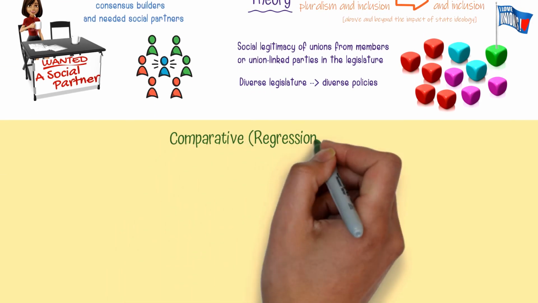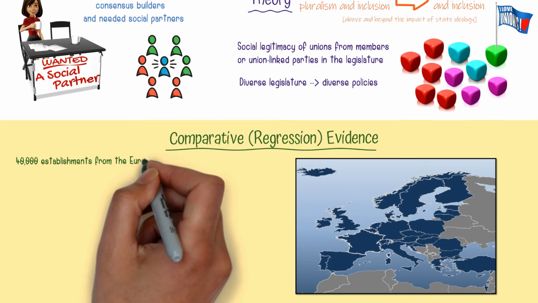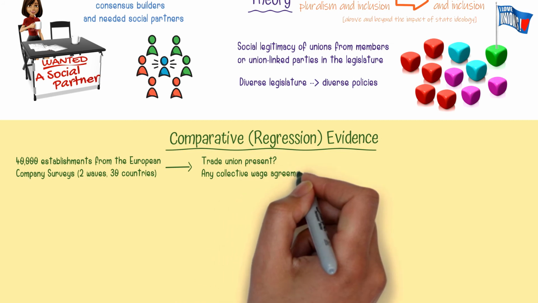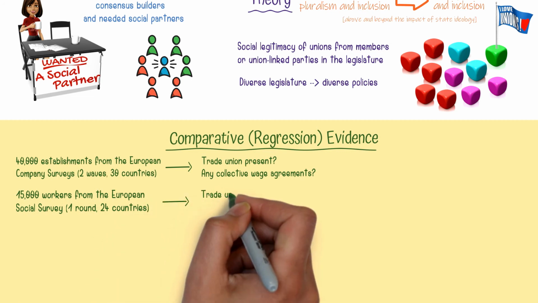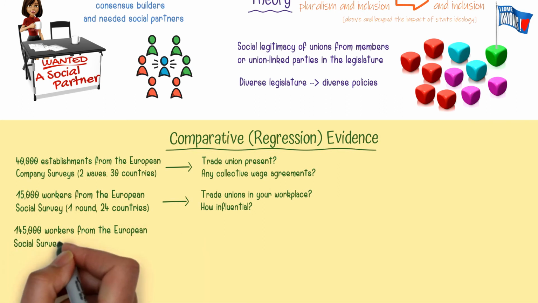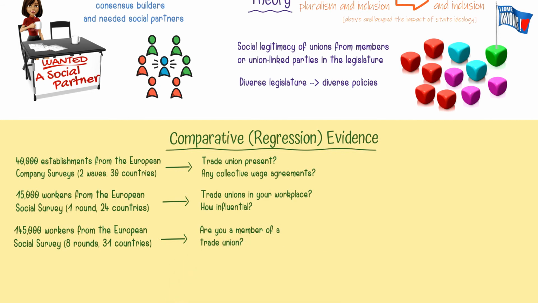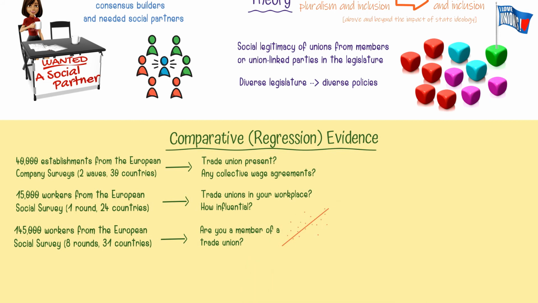Empirically, we use multiple European datasets to test the relationship between political systems and union membership, coverage, and influence using multivariate analyses across numerous European countries. Two waves of the European Company Survey, containing measures of trade union presence and collective agreement coverage in the workplace. Round 5 of the European Social Survey, containing measures of the presence and influence of trade unions in the workplace. And all 8 rounds of the European Social Survey pooled together to analyze individual trade union membership. Taken as a whole, then, we analyze multiple dimensions of unionization using both establishment and individual level data.